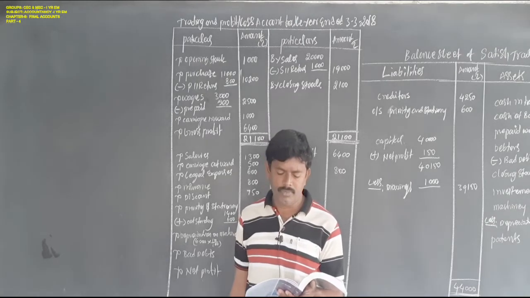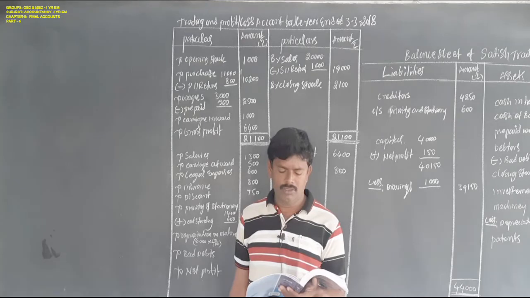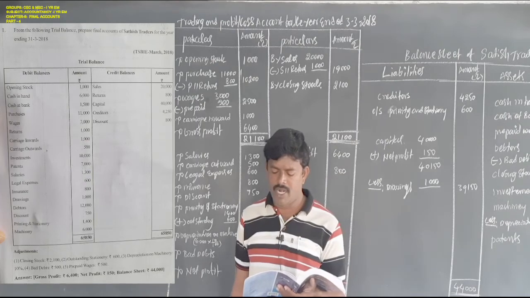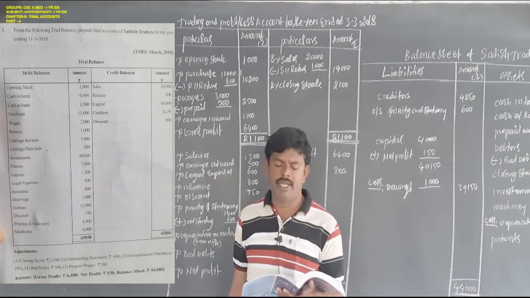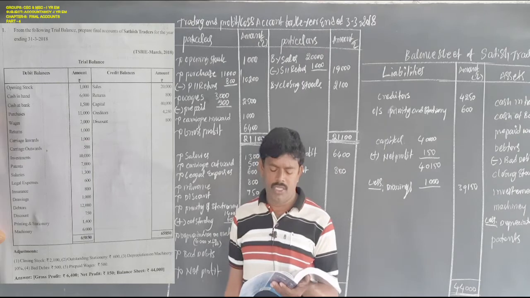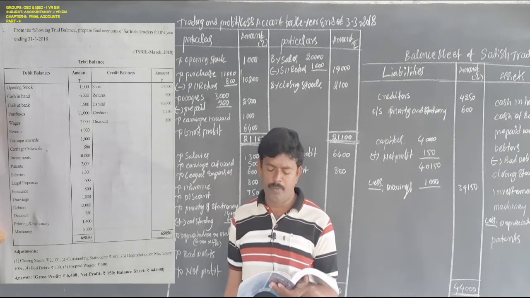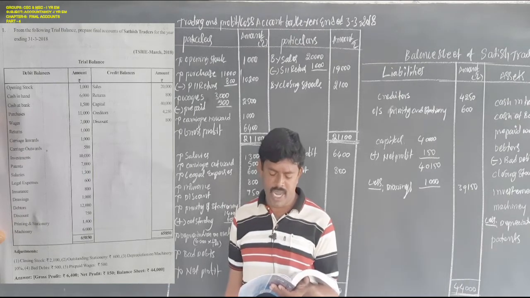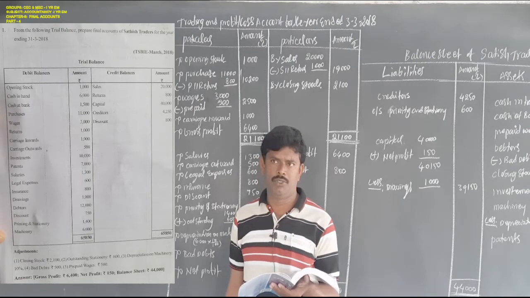Okay, next. Problem number 1. From the following trial balance, prepare final accounts of Satish Traders for the year ended 31st March 2018. This is the problem. On the debit side we discuss first of all opening stock, debit in trading account, cash in hand asset side, cash at bank asset side, purchases trading account debit side, wages trading account debit side, returns debit means sales returns. It should be deducted from the sales in trading account credit side.